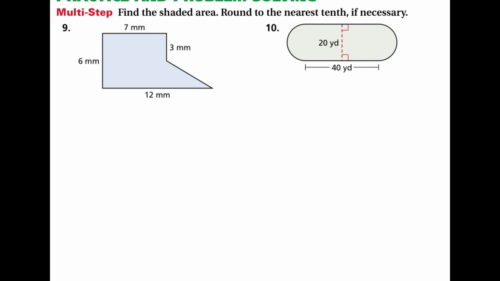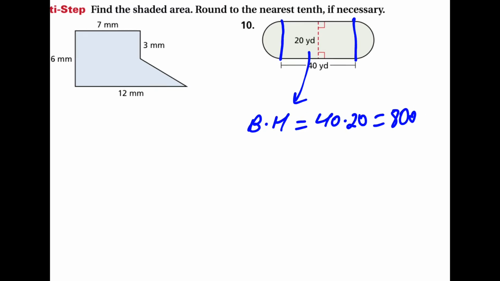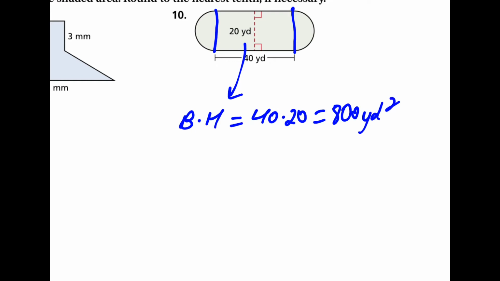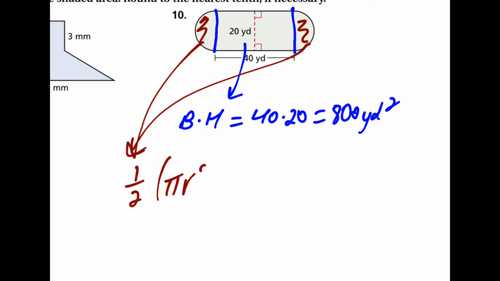So for number 10, given the dimensions, it kind of clues you in that we should be dividing with vertical lines here. So we have this rectangle, which has a base of 40 and a height of 20. So base times height is equal to 40 times 20, which is equal to 800 yards squared. Now for these two sides, over here and over here, normally we would use 1/2 times pi r squared.